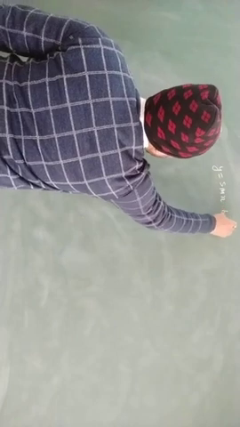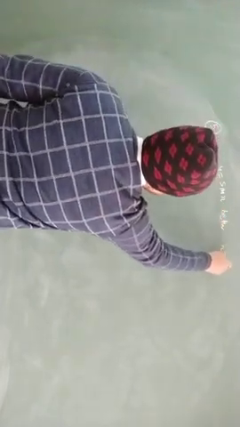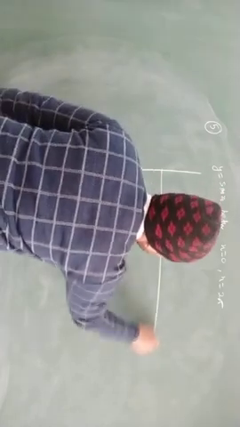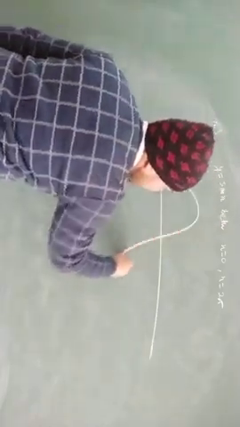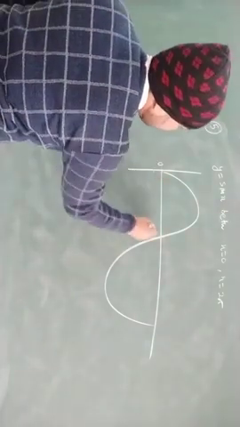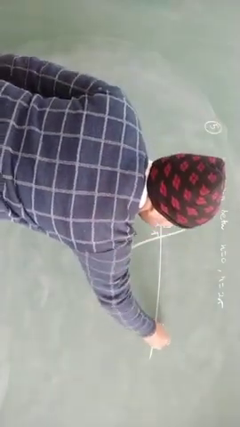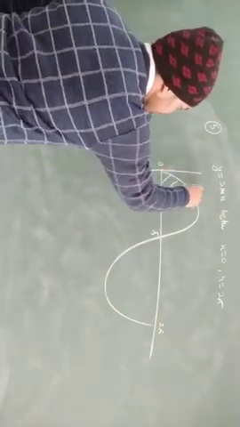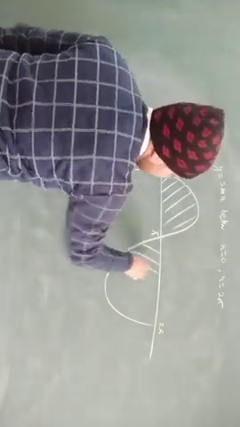Find the area of the bounded region. Find the area bounded by the curve y equal to sin x between x equal to 0 and x equal to 2 pi. First of all, draw the curve of sin x. This is your 0, pi and 2 pi. Now the area bounded by the region is this area.